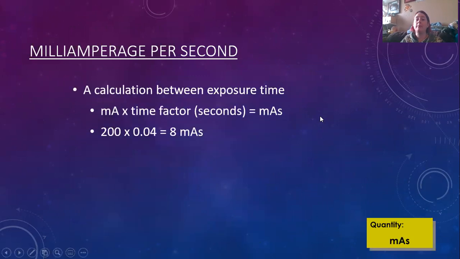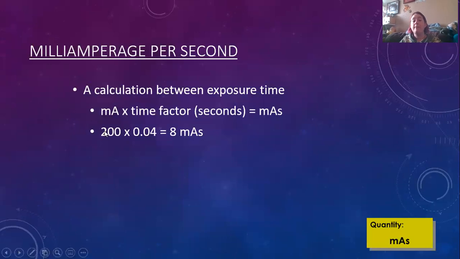So we have to take milliamperage per second. We have KVP and MAS are the two main settings that you're going to be logging in your radiograph. So milliamperage per second is going to be the calculation between exposure time and how many electrons we're sending across. So MA times the time factor in seconds, or basically fractions of a second, gives us MAS. And MAS is the quantity. So KVP, quality, MAS, quantity, or the mass of electrons that we send across.